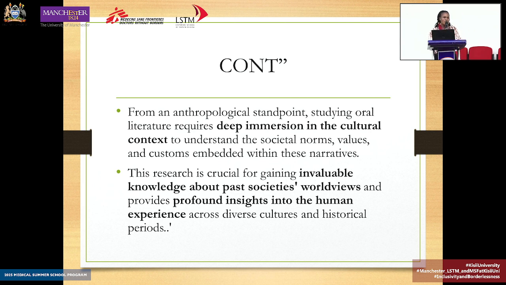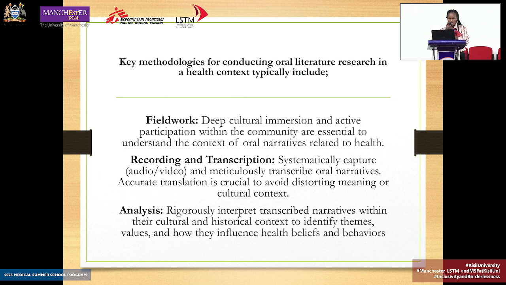What are the key methodological methods for conducting oral literature research in a health context? When you want to conduct research in places where we have high levels of NCDs, one of the things you need to do is thorough fieldwork.